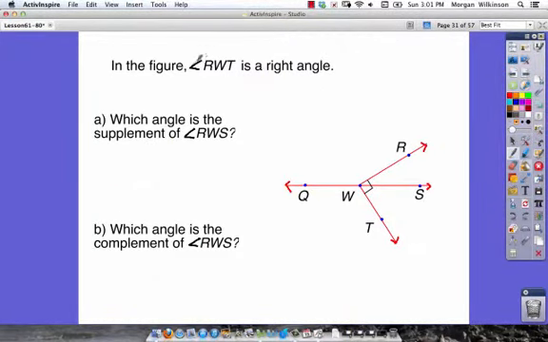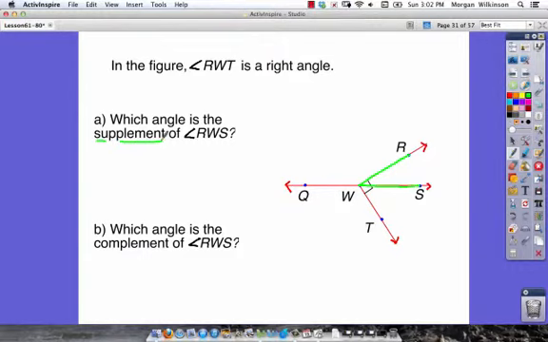In the figure, angle RWT is a right angle. I drew the angle symbols in there. Okay? So angle RWT, that's a right angle, and we can see the box saying that this angle from R to W to T is 90 degrees. Question A says, which angle is the supplement of angle RWS? So let's outline RWS. R to W to S. And we want to know which angle is the supplement.